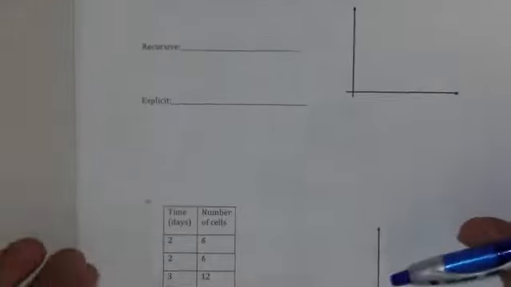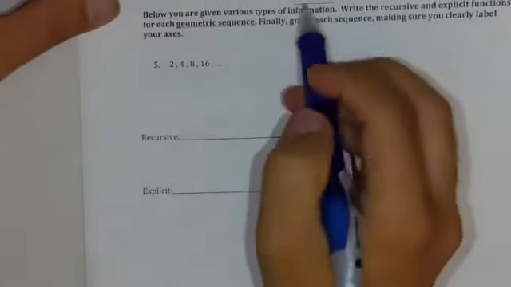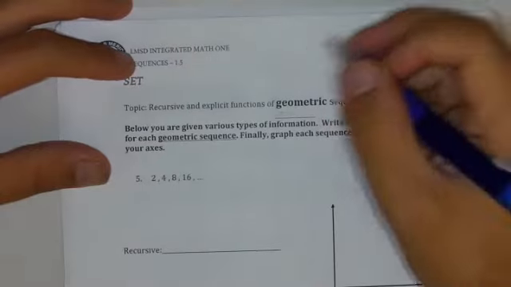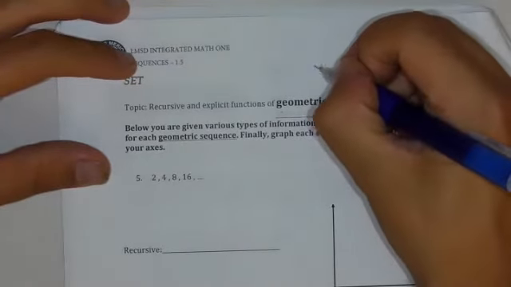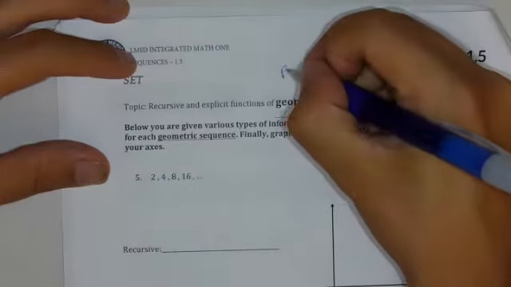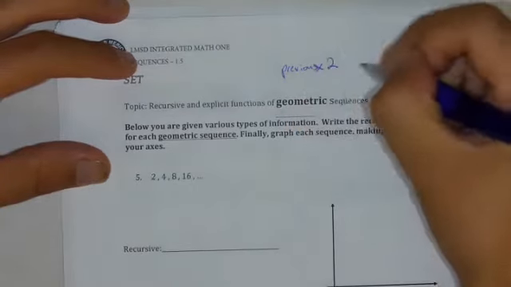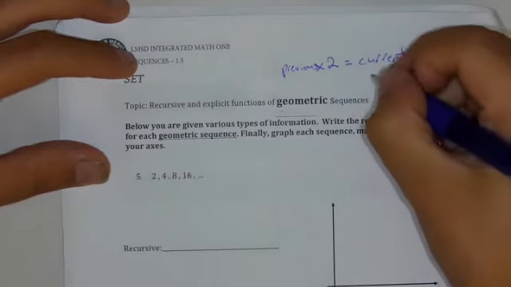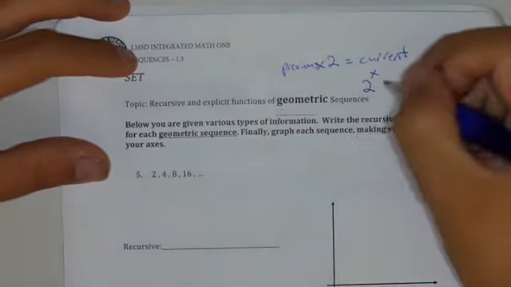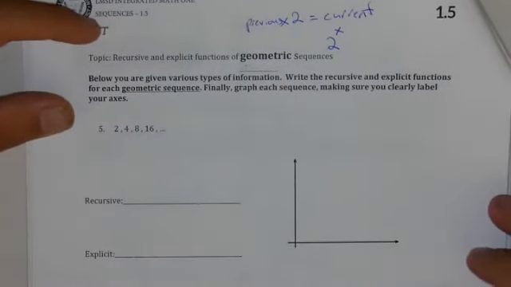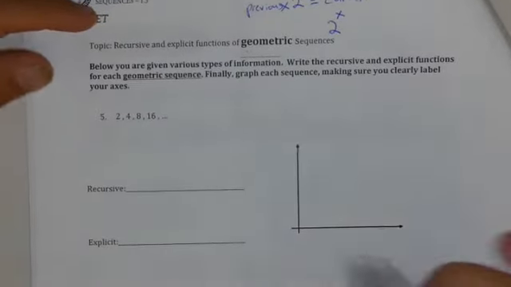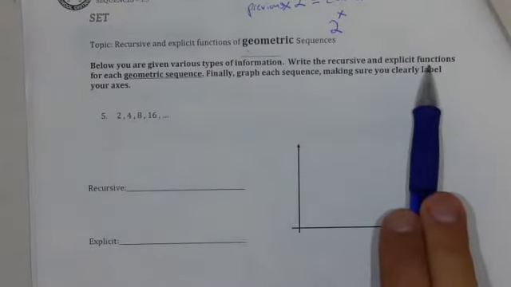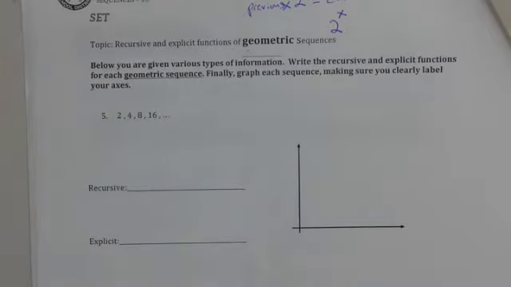We'll jump to the set where we're now working with geometric sequences, which recall aren't just adding 4. No, sometimes it's going to be multiplying the previous by 2 and getting us the current. Sometimes we have exponents involved here. Think about our desk mouse activity for this. In this situation, we're being given various types of information. Write the recursive and explicit function for each geometric sequence.